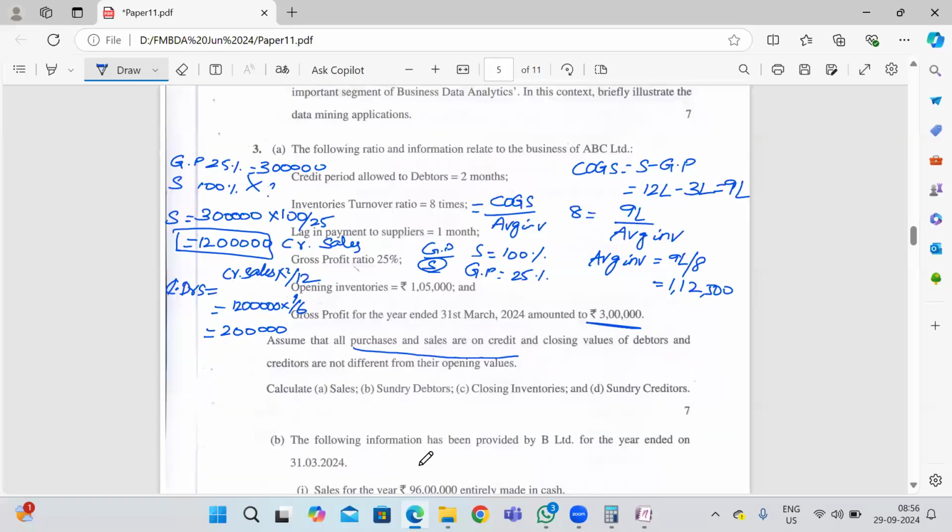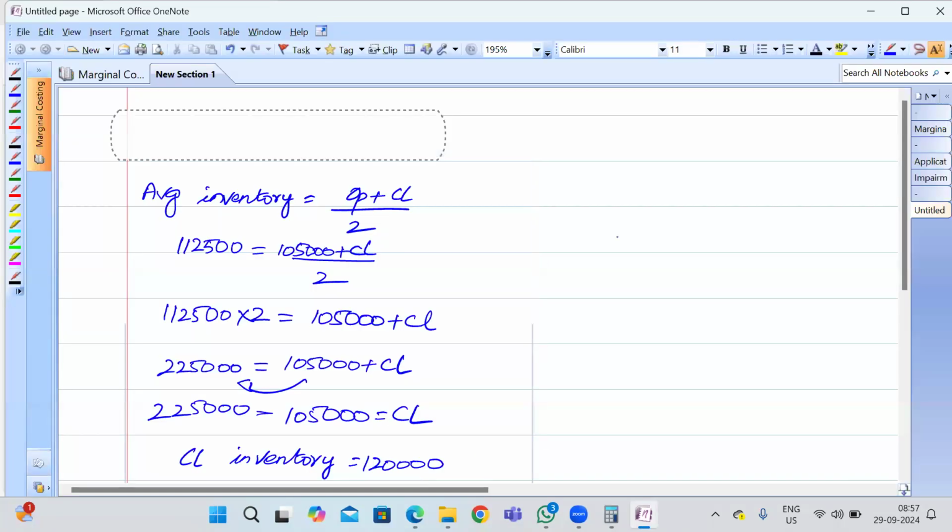Then what do we need to calculate next? Sundry creditors. For sundry creditors, we have lag in payment to suppliers of 1 month. Okay, fine. So here I need to calculate purchase. All the purchases are on credit basis only, so that information I have. Is it possible to calculate purchase? It is very simple. We can apply my trading account itself. If you don't know the formula, you can simply substitute all the values in your trading account.